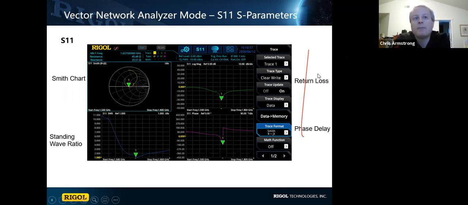Typically, your Smith charts are the classic way to look at this data. Obviously, in general we've been talking about frequency and power.